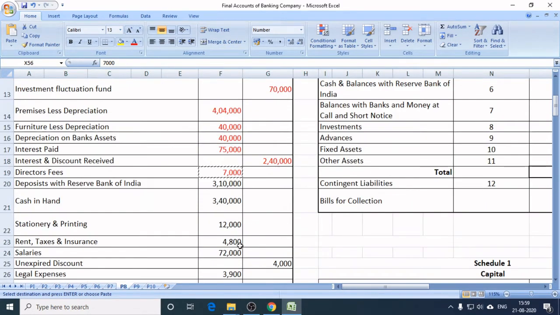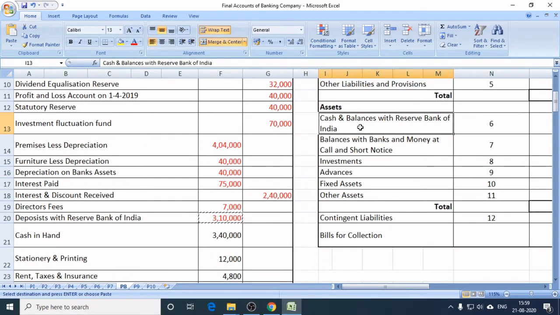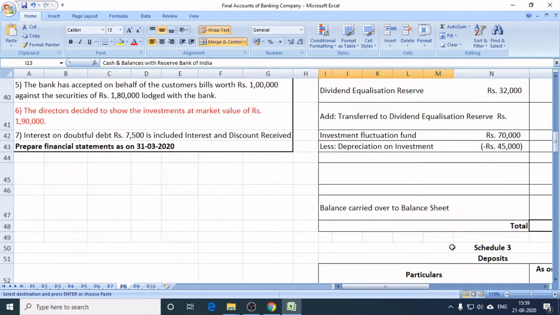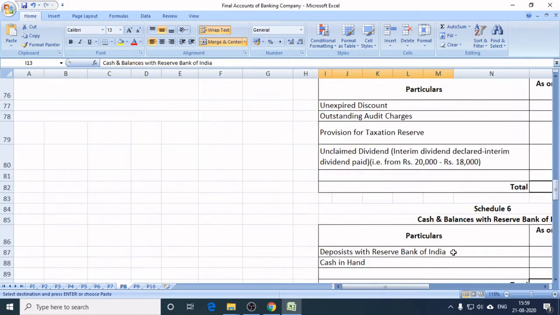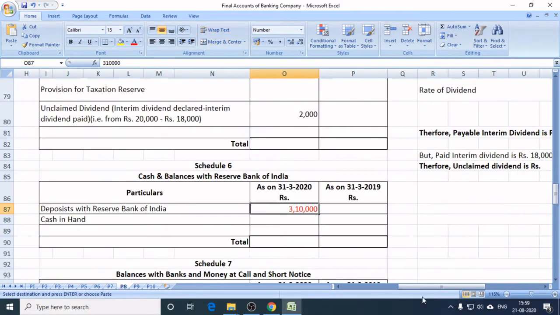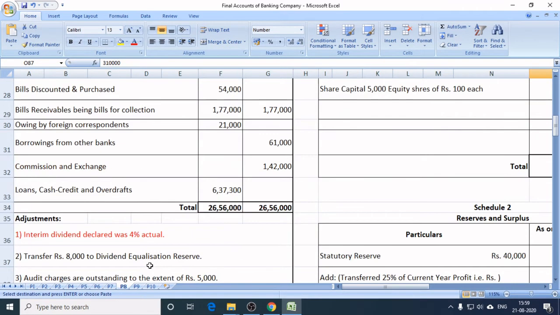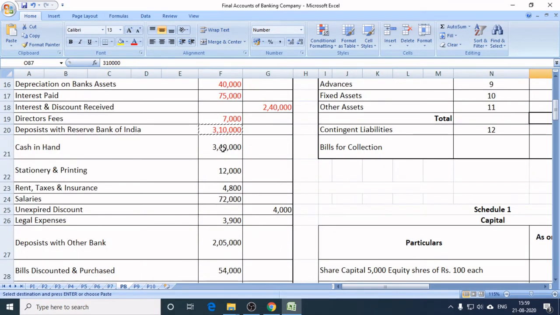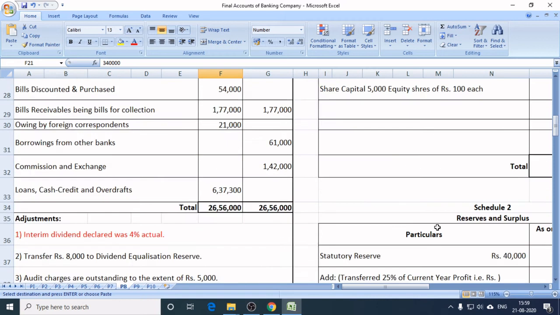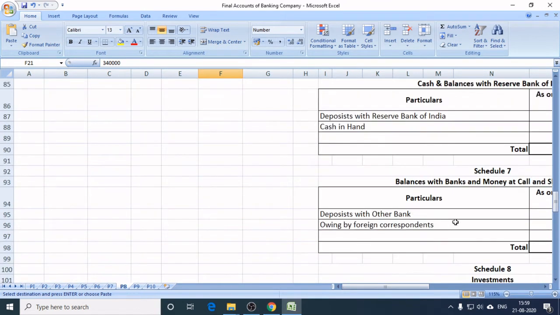Okay, now the next is deposits with Reserve Bank of India. Now it has a debit balance, it is bank's asset, and we have one specific asset for it, that is cash and balances with RBI. We will show it under schedule number 6, cash and balance with RBI. So here 3,10,000. Now the next particular in the problem is cash in hand. It will be shown at the same place only, under same schedule only. So schedule number 6, cash and balances with RBI.